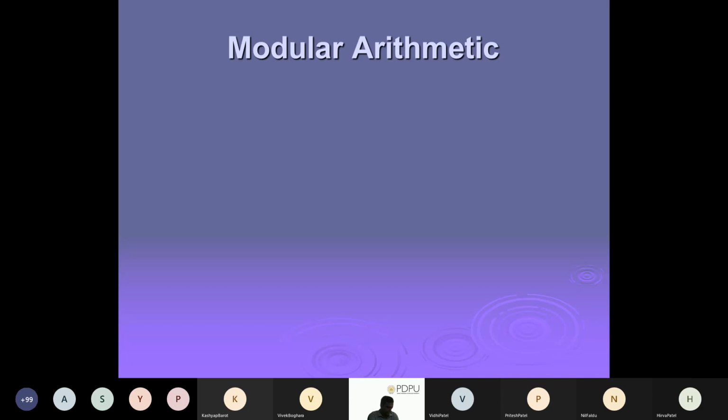Okay, so let's continue. In the last lecture, we started with GCD, the greatest common divisor. Now we are also going to see the algorithm that we actually used in our GCD example. That is the Euclid algorithm. So that code also we are going to see.